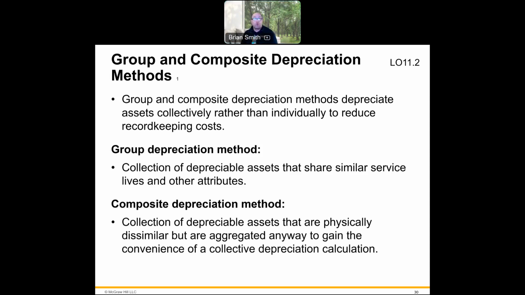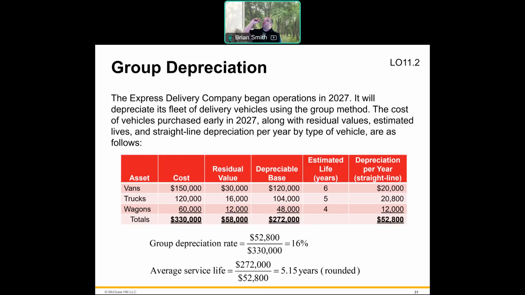Okay. Group and composite depreciation methods. A lot of times, especially with really large companies, you're dealing with a ton of assets, and to track each individual asset is not cost beneficial. You don't have a lot of gain in the knowledge of each individual asset and where it's at. So what we're going to do is, as we buy new assets, lump them together, and as we sell assets, pull them out. This is what we call group depreciation.